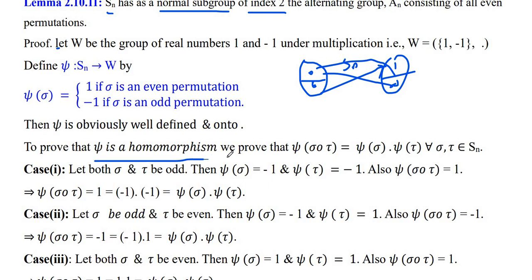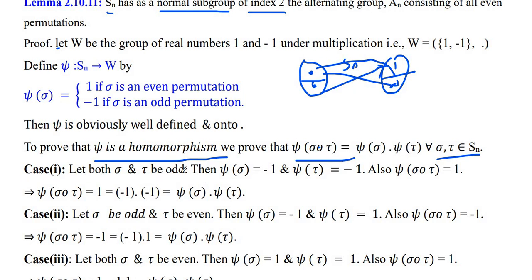Next we have psi to be a homomorphism, for which we have to show this. Consider two members, say sigma and tau in Sn, in the domain, and show that it preserves the operation. In the codomain the operation is multiplication of real numbers, while in the domain the operation is composition.